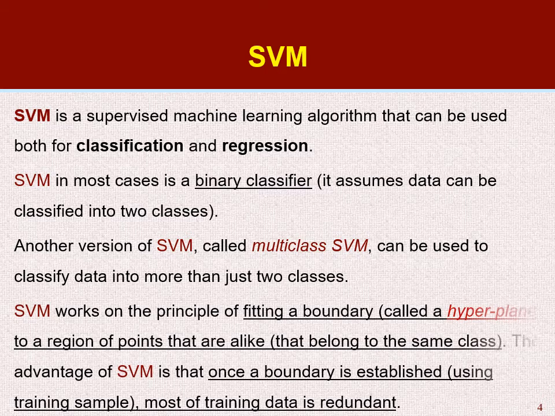SVM works on the principle of fitting a boundary, which means a hyperplane in geometry, to a region of points that are alike, meaning they belong to the same class, for example. The advantage of SVM is that once the boundary is established using a training data sample, most of the training data is not needed anymore. In a two-dimensional system, a hyperplane is just a line as you know it. In a three-dimensional system, a hyperplane can be a plane. Higher dimensions are difficult to visualize, of course, which is why it's just called a hyperplane.